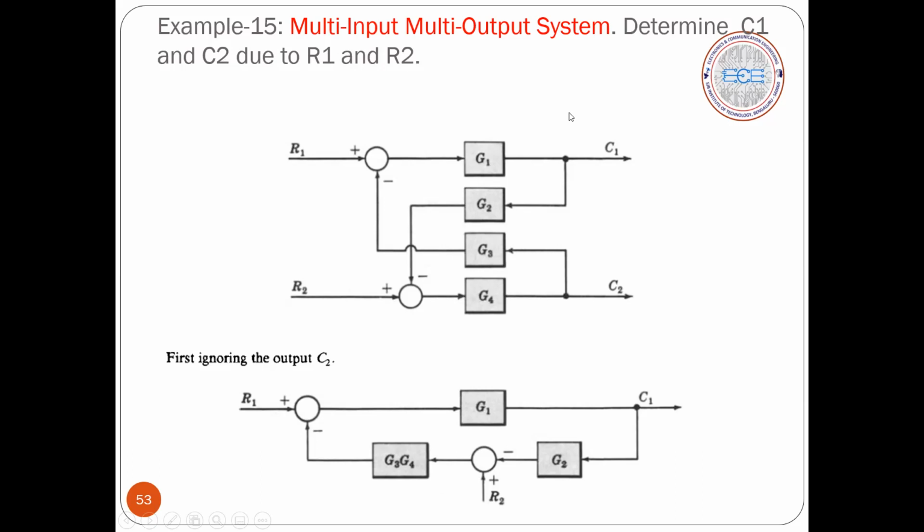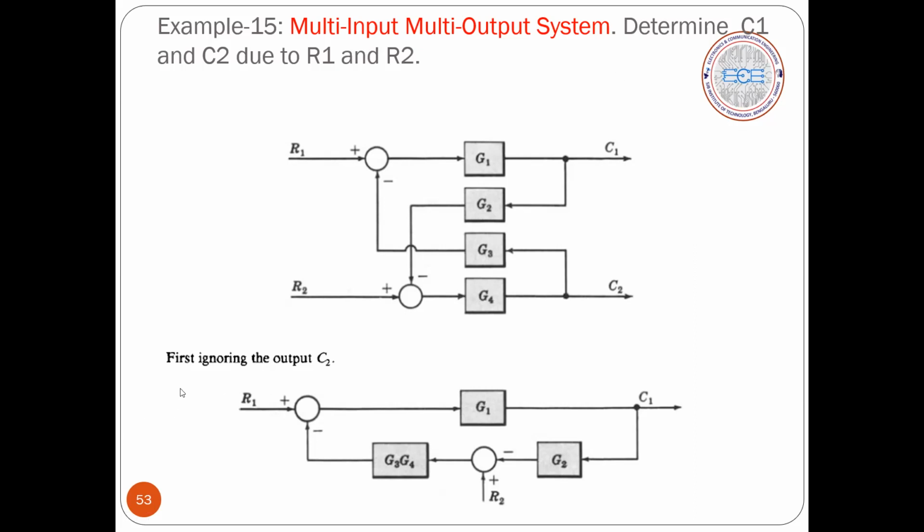So what I do is, first I will be calculating C1 alone. While computing C1 alone, I should not consider C2. So I will block C2. I will consider only C1. Next, while calculating C1, I cannot keep R1 and R2 both at a time. I'll keep R1 once and calculate what is C1 corresponding to R1. And I'll keep the R2 input and compute the C1 corresponding to R2. And I add those two output components to get the final C1 output. So I will do that. So I have to determine C1 and C2 due to R1 and R2.